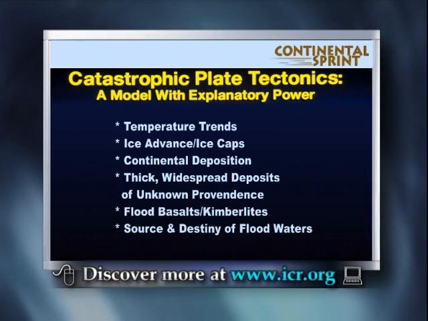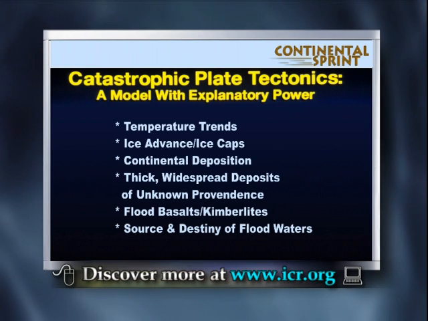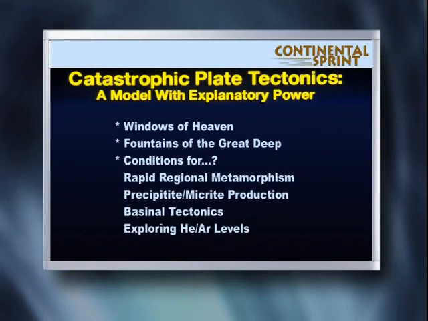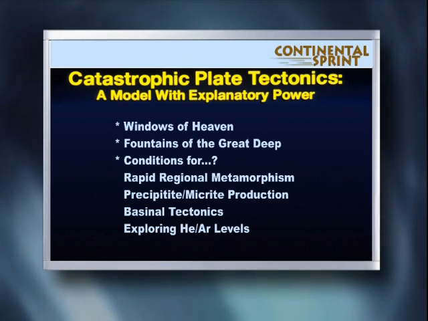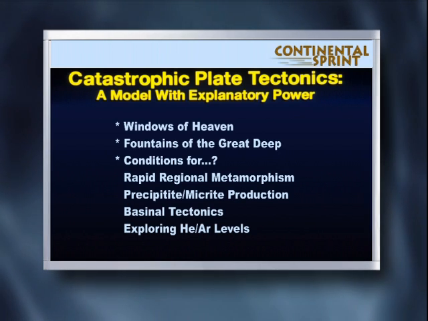And so just the way climate changed and the way deposition occurred after the flood, thick wedges of deposits and big river deltas, and of course volcanic eruption deposits like lava flood layers like the Columbia River basalts in the northwestern United States, and the way diamond bearing kimberlites are formed, and a number of biblical issues like where the waters of the flood went to, what the fountains of the deep are, a number of questions like this tell us that continental sprint and catastrophic plate tectonics are a very strong explanation that has a lot of explanatory power.